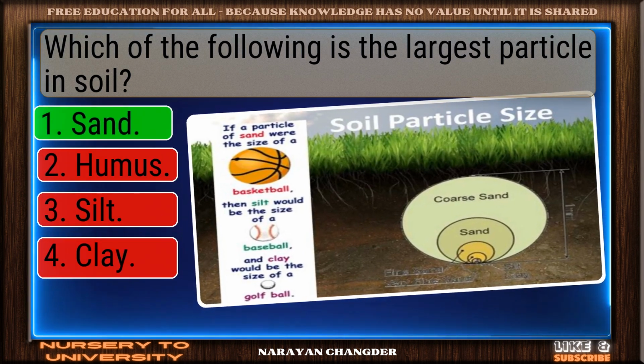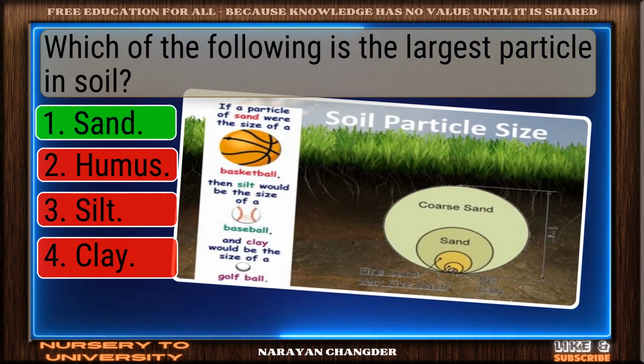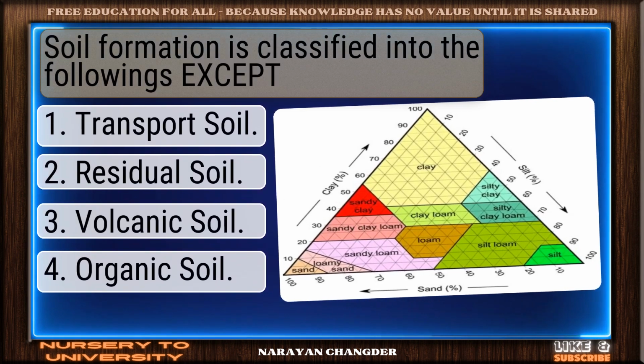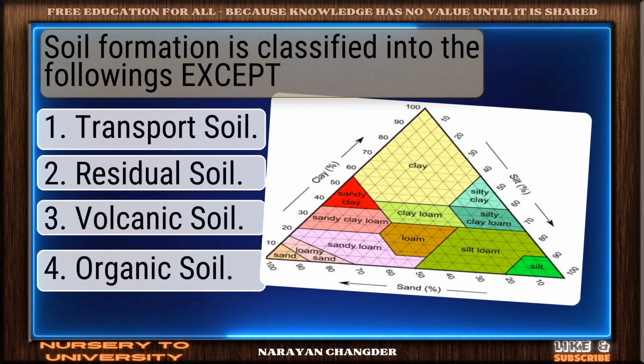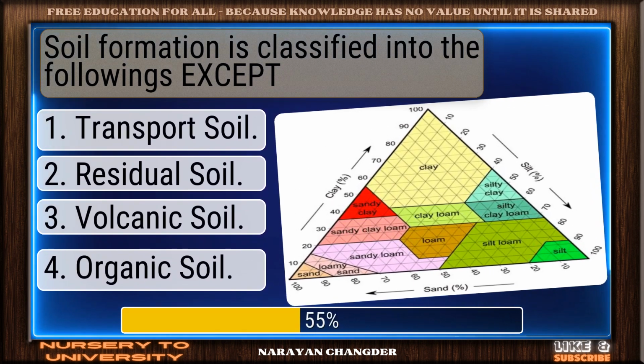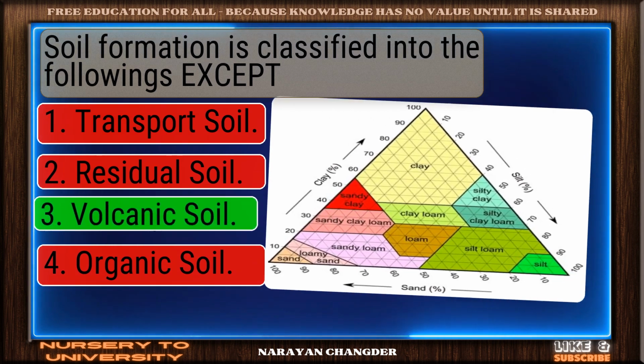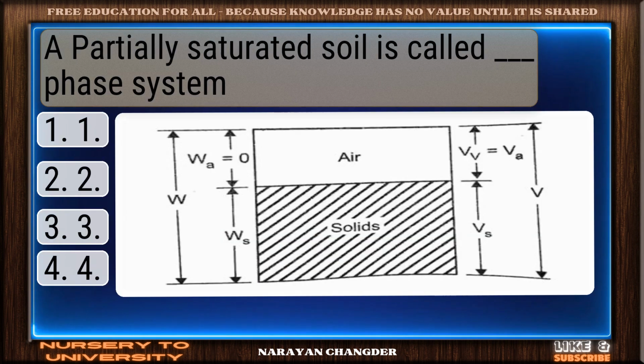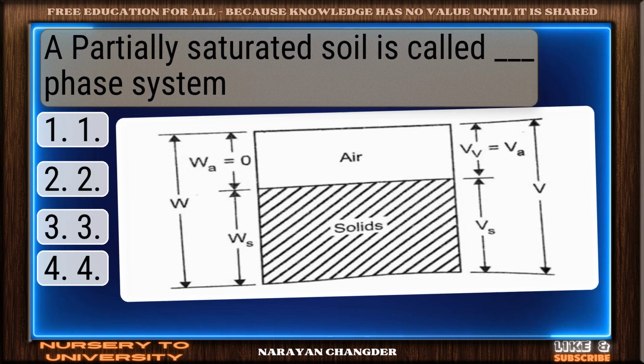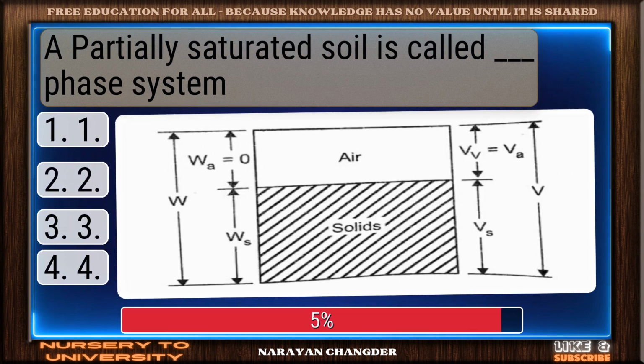Great thinking. Sand is the right choice. Soil formation is classified into the followings except. Well reasoned. Volcanic soil is the correct choice. A partially saturated soil is called dash phase system.